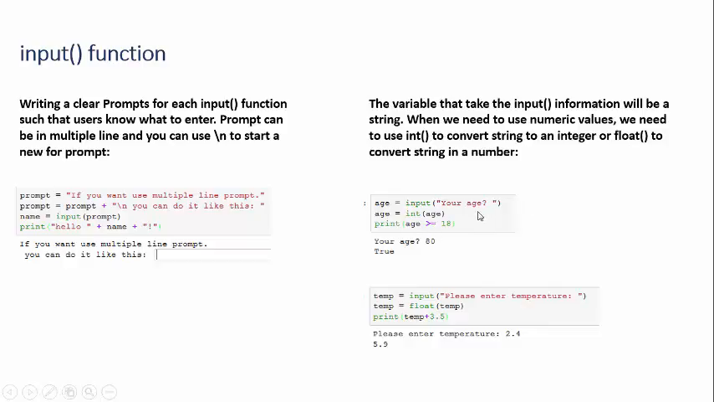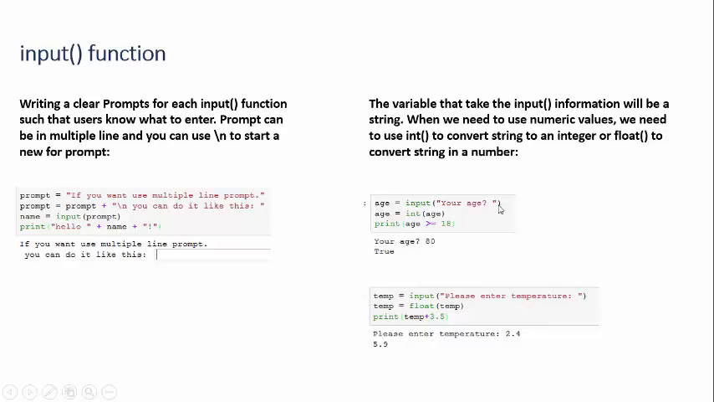And if the user enters a float number which contains a decimal point, you can use the float function to convert a string into a number. So in this particular case, we have 2 examples. The first example is the age as the input, and the user entered 80.